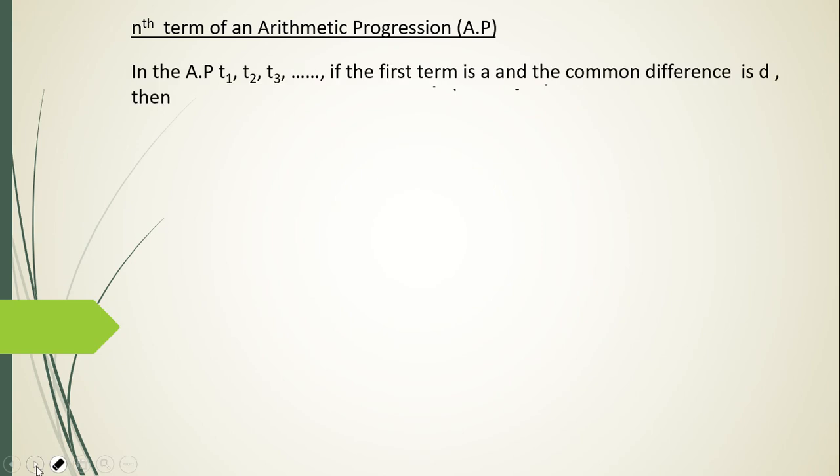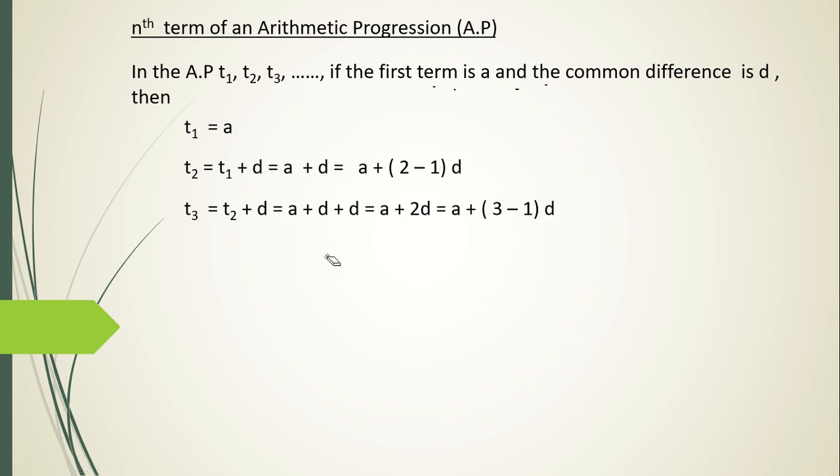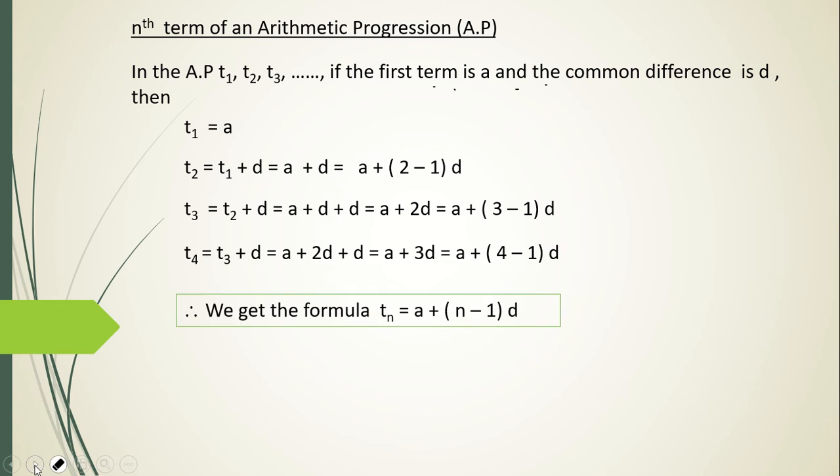It is a very simple practice set. In the AP T1, T2, T3, if the first term is A and the common difference is D, then T1, the first term, is A. T2 will be A plus D, so that is A plus 2 minus 1 D. T3 will be A plus 2D, so that is A plus 3 minus 1 D. T4 will be A plus 4 minus 1 D. So we get a formula: Tn is equal to A plus n minus 1 D.